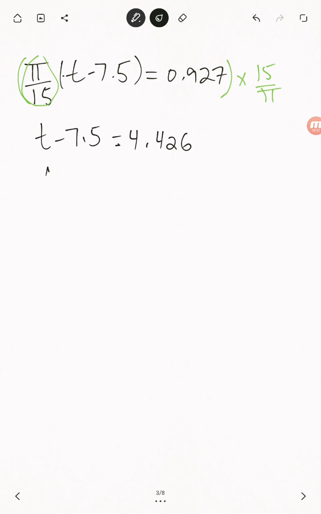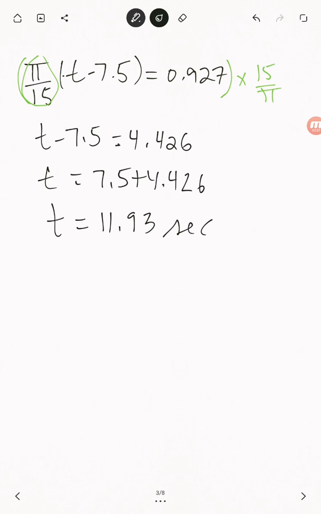Okay, and then to get t, I would just move that 7.5 over. It becomes positive 7.5 plus 4.426, which comes to 11.93 to the nearest hundredth. So 11.93 seconds is what time is measured in. And we were told that in the question. Okay, that's my first answer.